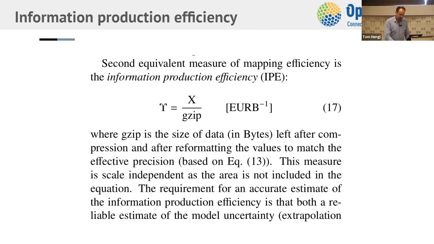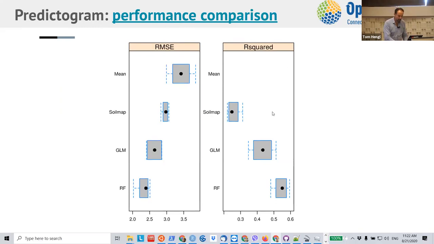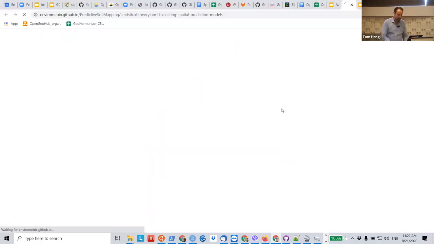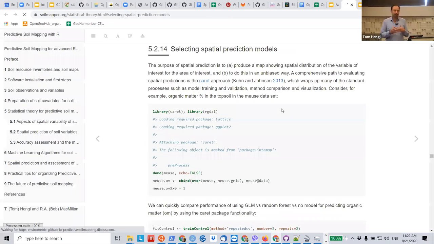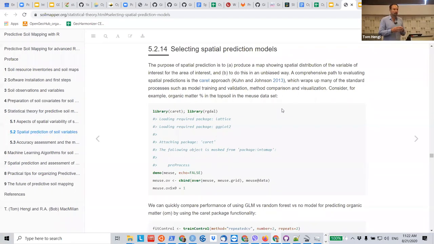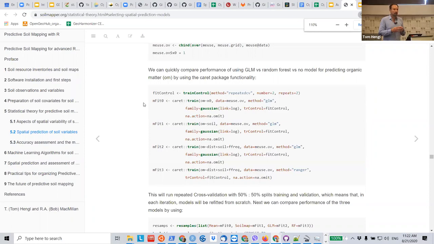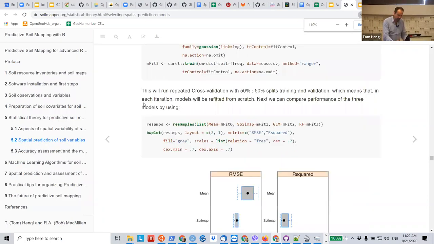This is from the book Predictive Soil Mapping with R. This is a school example, it's a Meuse data set. So what we do here, I will open that example. I just want to show people what is the idea, the benefit of doing more complex modeling, why? What's very nice in the caret package is that this idea of increasing the complexity of the model can be incorporated very easily.